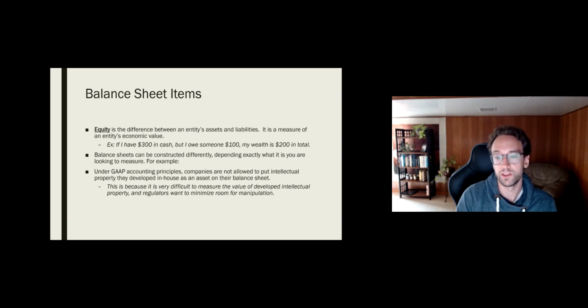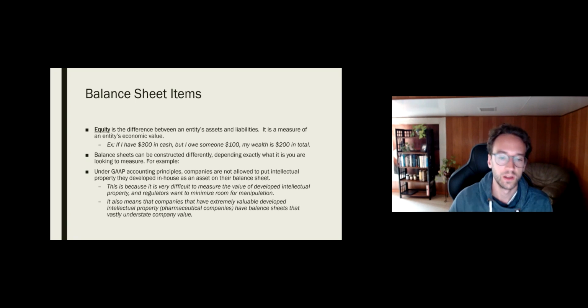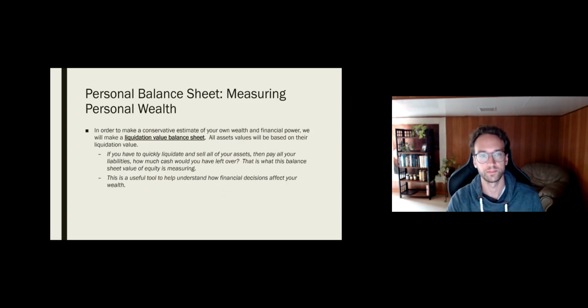Now, there is a problem with this, of course, and that is this intangible asset does, in fact, or can add tremendous value to the company. So companies that have very valuable intellectual property are going to have balance sheets that vastly understate the value of the company. So it's a trade-off.